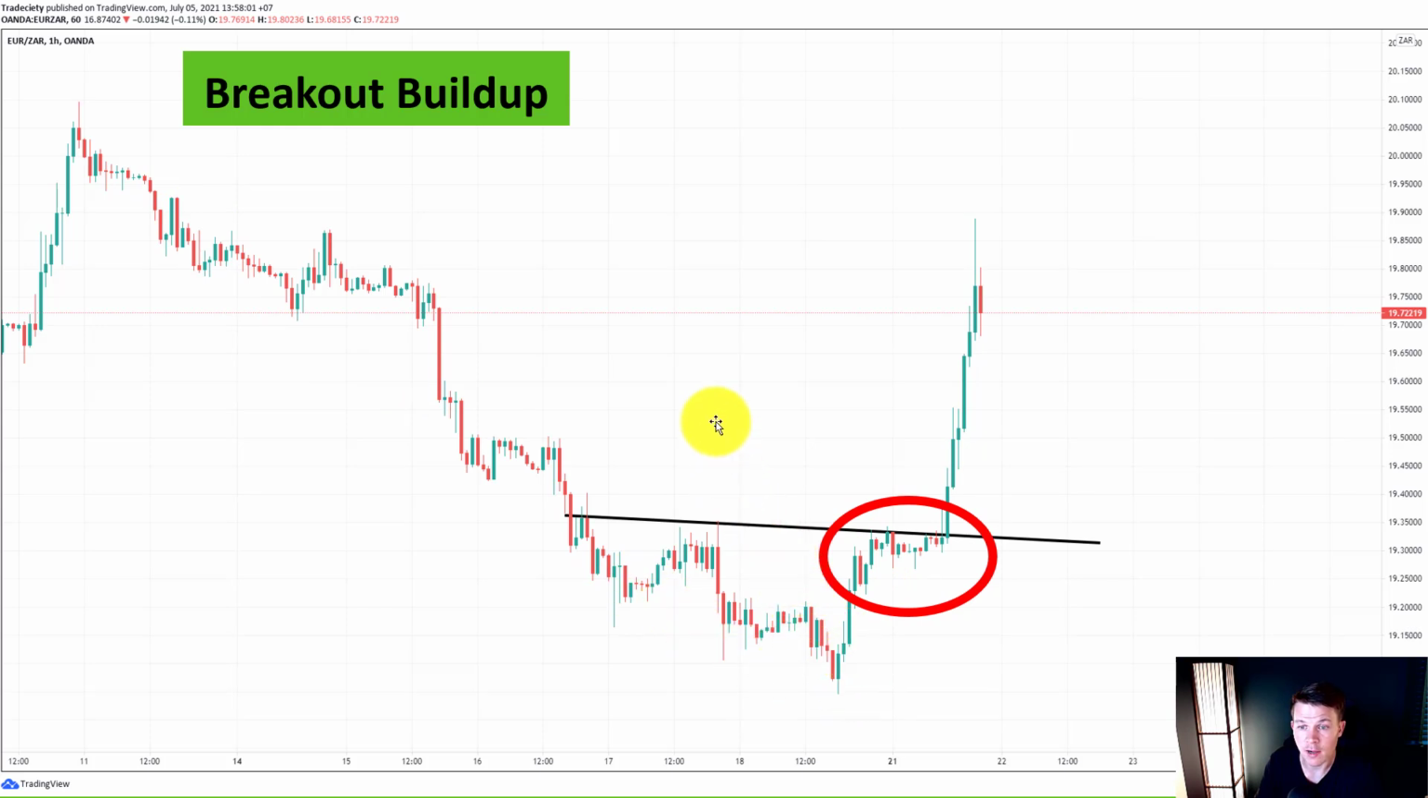So again, we have multiple confluence factors stacking on top of each other. This is how you want to trade price action. You don't only want to trade a trendline breakout, you don't only want to trade a buildup, but you want to have a whole context and a set of confluence factors in your favor.